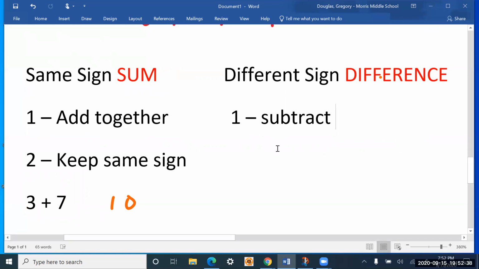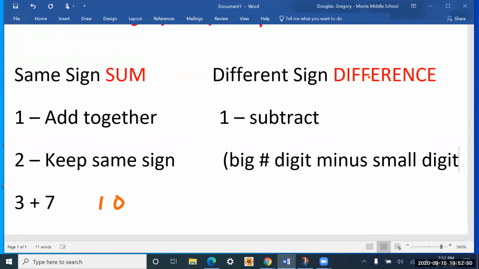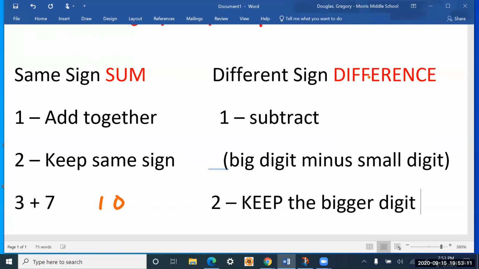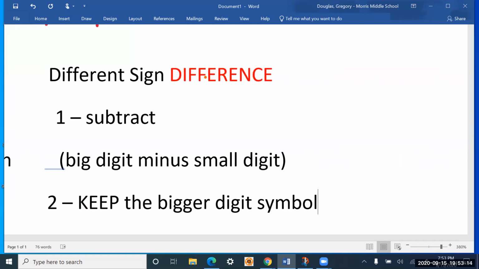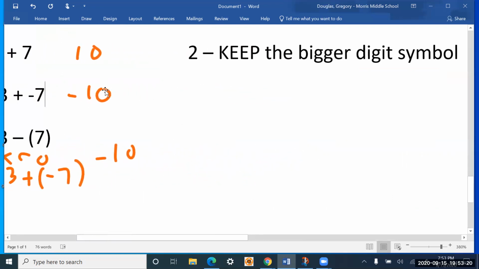Big digit minus the small digit, okay, or number. Let's just take the number sign out of there. I think you guys know what I mean, but when you say number, some people include the symbol. Okay, lastly, number 2. Once you do that, you keep the bigger digit symbol. So, for example, hold on, this page is spacing all over the place.